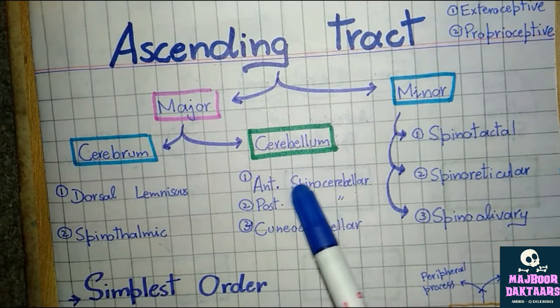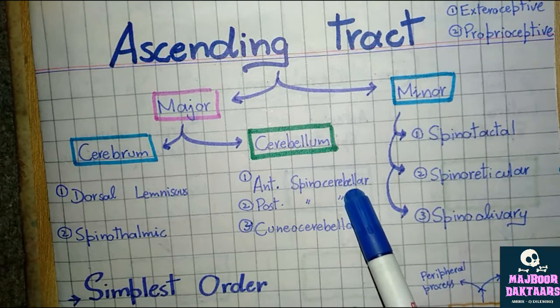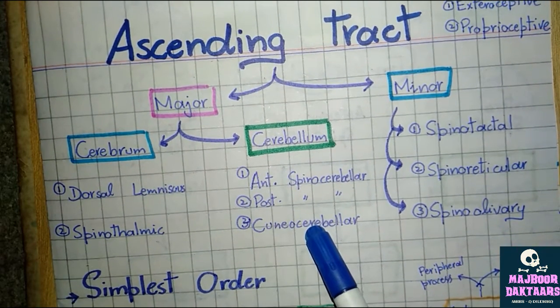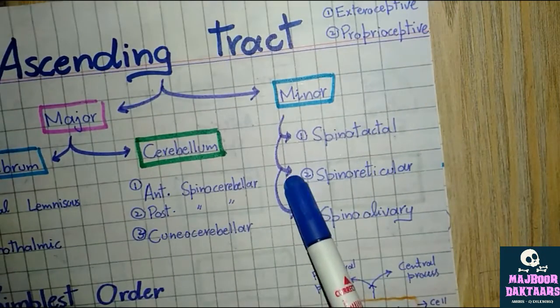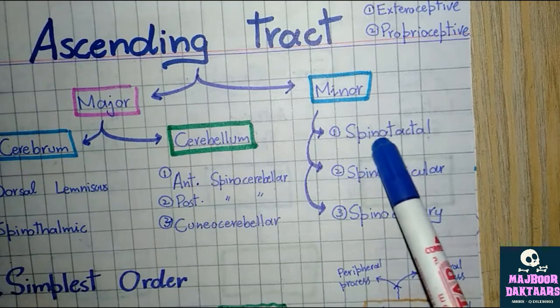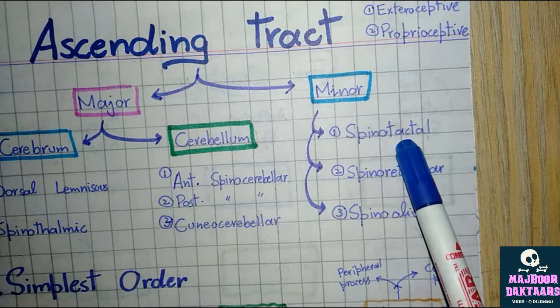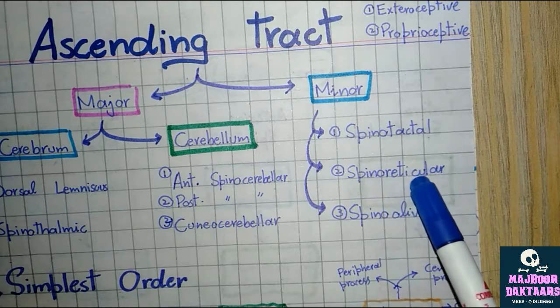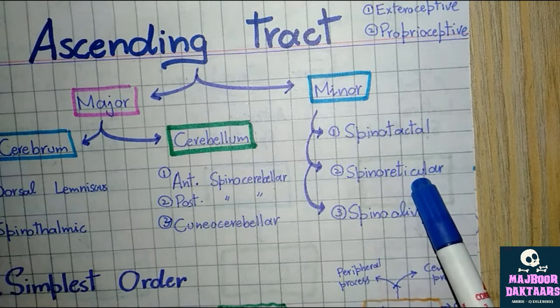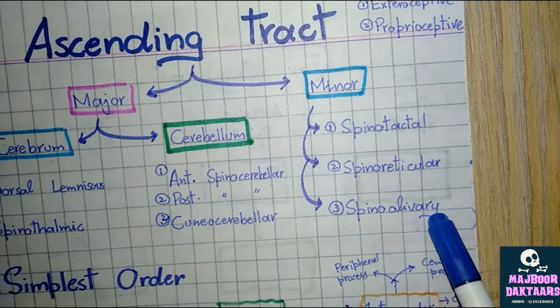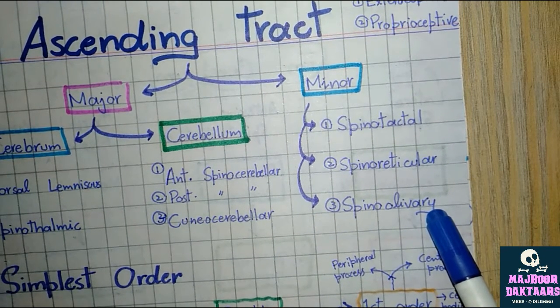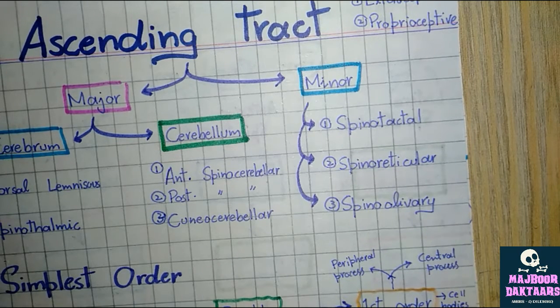For the cerebellum, we have talked about the anterior spinocerebellar, posterior spinocerebellar, and cuneocerebellar tracts, all of which are involved in the unconscious sensation of joint movements. Now talking about the minor tracts, we have the spinotectal, which is involved with the spinovisual reflex. Then the spinoreticular, which is involved in influencing consciousness, as in the example of increasing or decreasing hearing after waking or sleeping. And lastly the spino-olivary, which is involved in cutaneous and proprioceptive information transmission to the cerebellum.